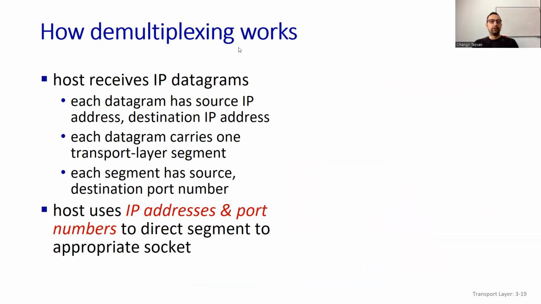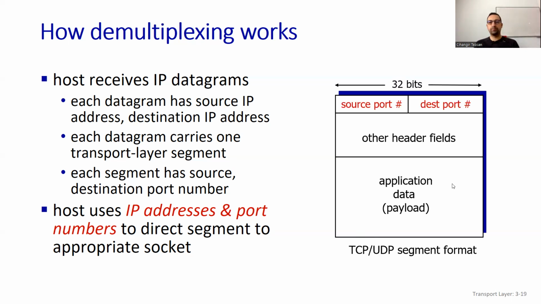Okay. So how does demultiplexing work? Host receives IP datagrams. Each datagram has source IP address and destination IP address. Each datagram carries one transport layer segment. Each segment has source and destination port number. Host uses IP address and port number to direct segment to appropriate socket. So this is how things work.